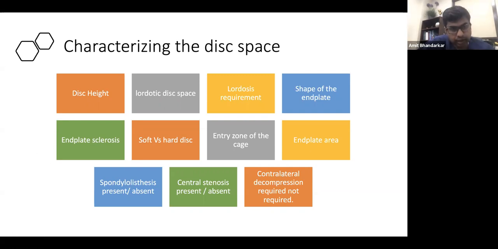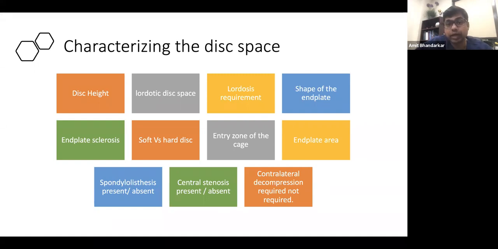The characteristics are disc height. Obviously, if the disc height is low, we have to use a certain kind of cage. If there is a lordotic disc space, and the cage is fixed in lordosis, maybe we have to use an expandable cage which opens in lordosis. We need to find out how much of a lordosis requirement there is. If there is a huge lordosis requirement, we may have to use a banana cage, which is possibly placed anterior. And if it's articulating or expanding, we will be able to get more lordosis.